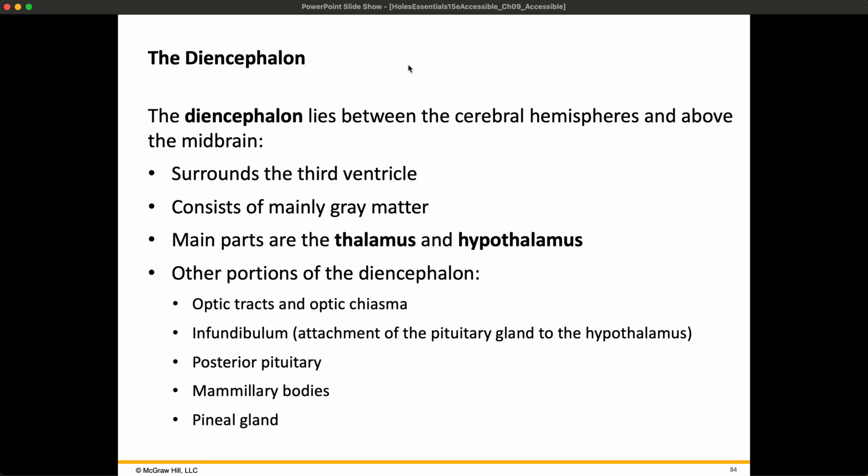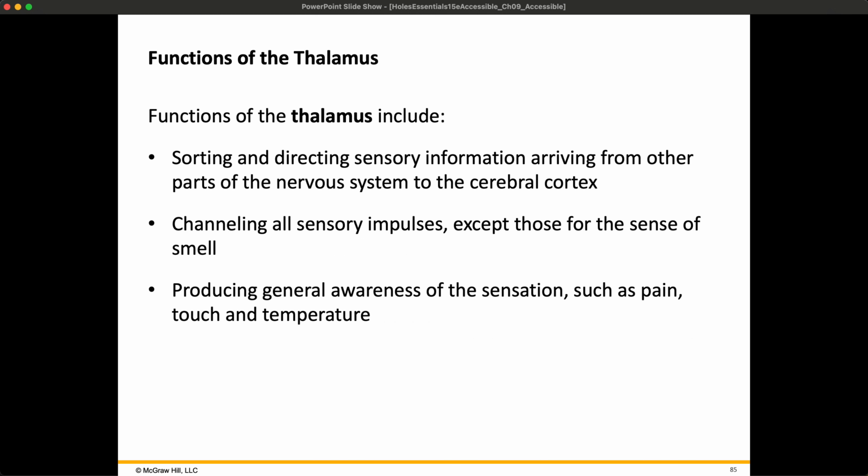The diencephalon is between the cerebral hemispheres, just above the midbrain of the brain stem. It consists mainly of gray matter. It has the thalamus and hypothalamus. There are also things like your optic tracts, your infundibulum, which is the attachment of the pituitary gland, mammillary bodies, and the pineal gland as well. So important structures are in the diencephalon.